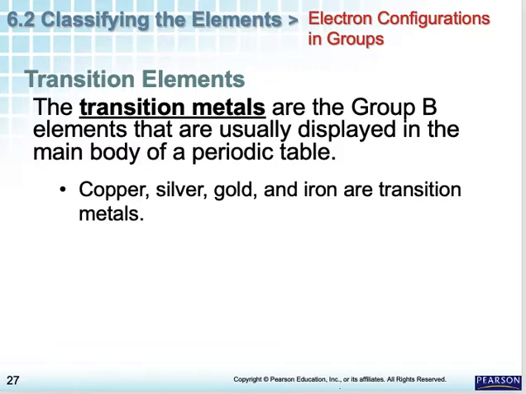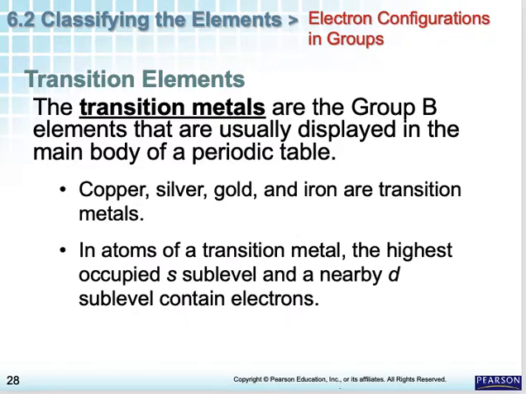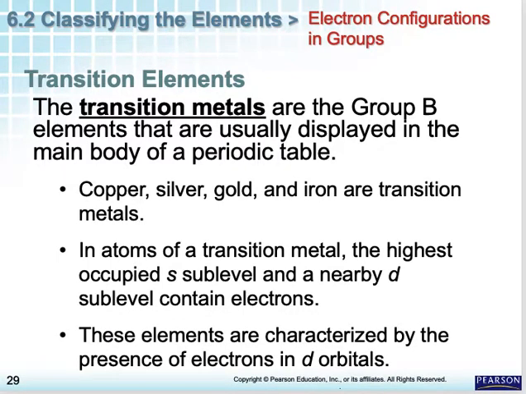Transition metals are the ones that are displayed on the main body of the periodic table. These contain many of the common metals we think of: silver, mercury, iron, gold, copper. These atoms are filling in the highest sublevel for S and the nearby D sublevel, which is 1 below. So if we're filling the 4S, we'd be filling the 3D. If we're filling the 5S, we'd be filling the 4D, and so on. These elements are characterized by the presence of electrons in D orbitals.